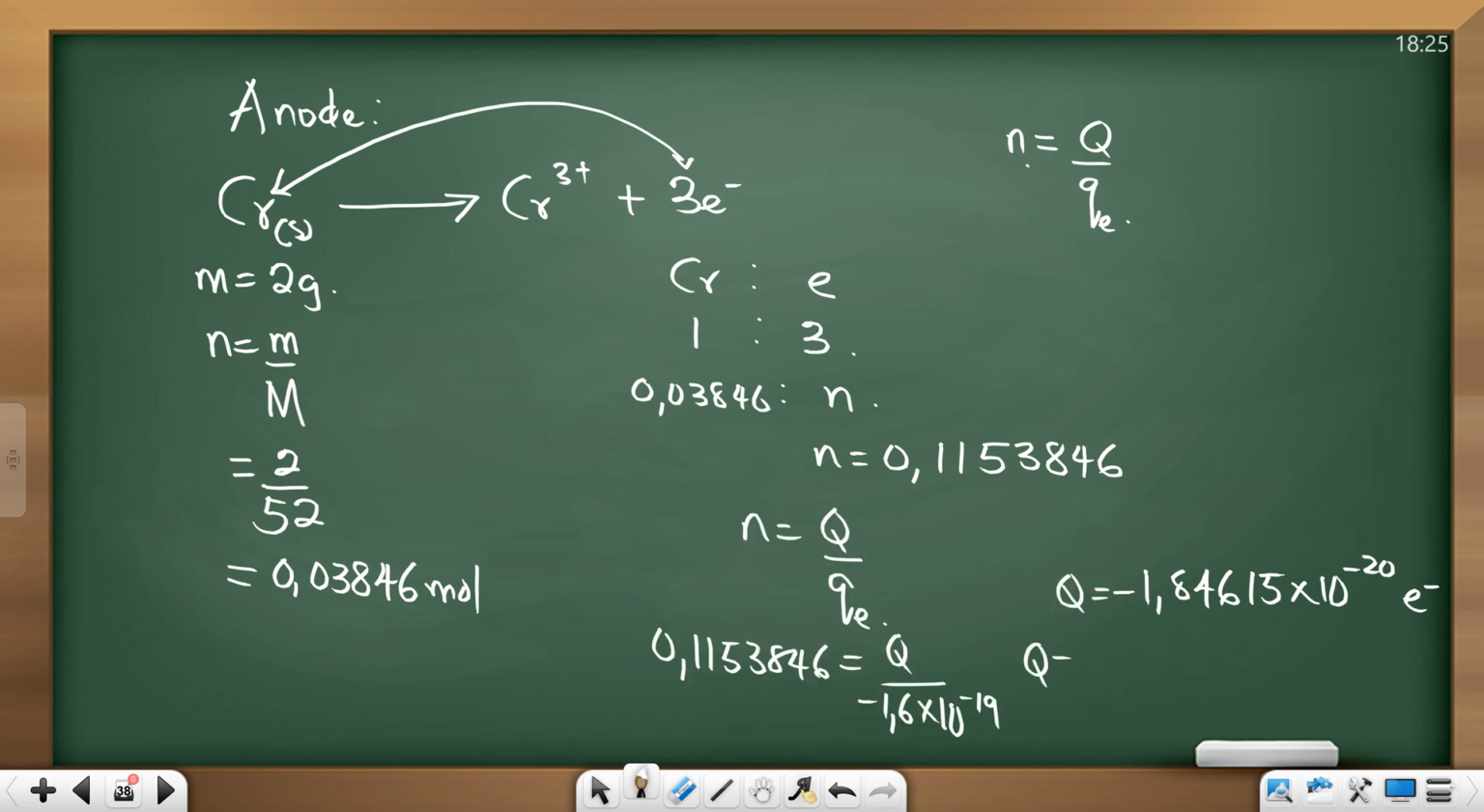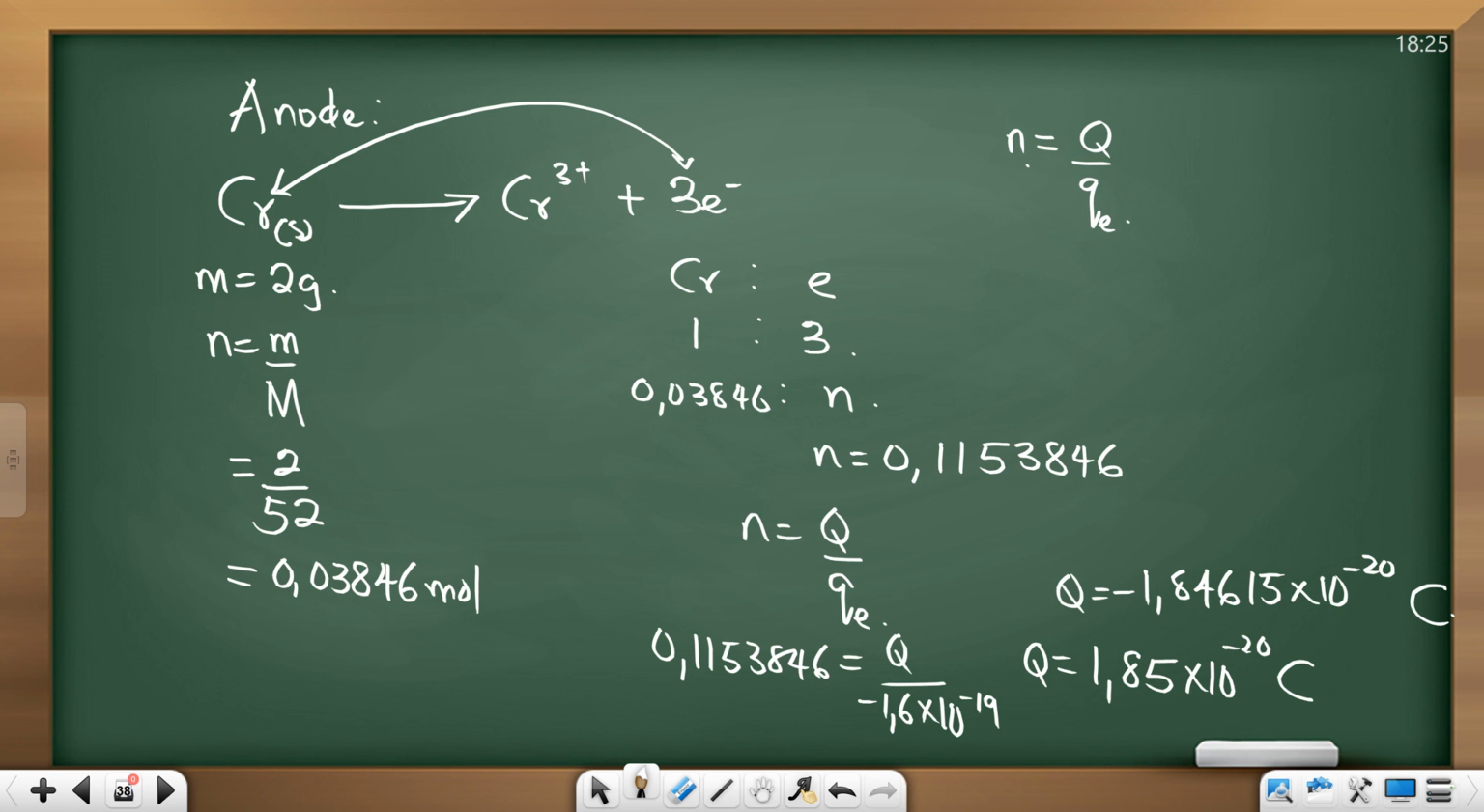So what's my final answer? Q is what? 1,85 times 10 to the power of negative 20 what? No. Coulombs. Quantity of charge, not electrons. Remember electrostatics. Q is measured in coulombs. You see, it follows my 3 steps of stoichiometry.